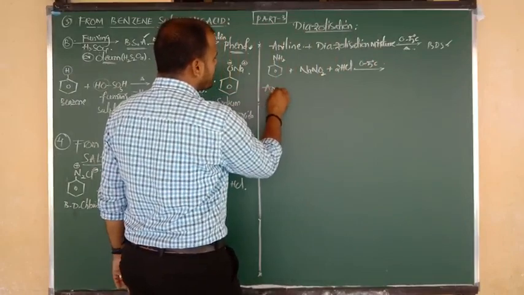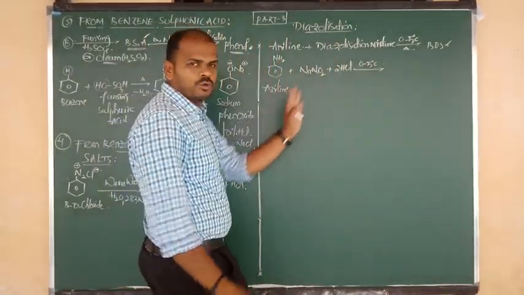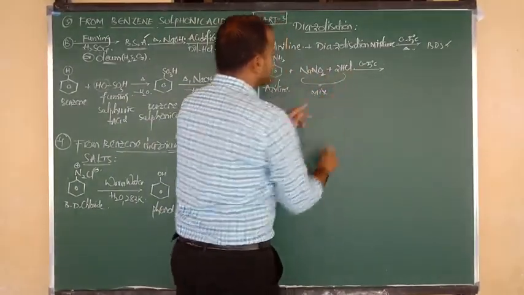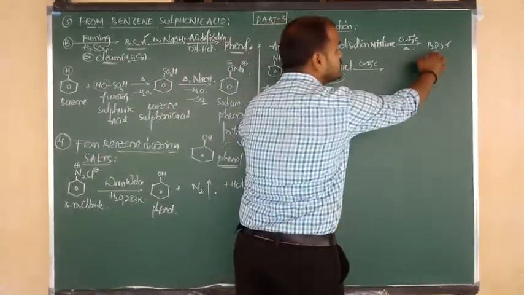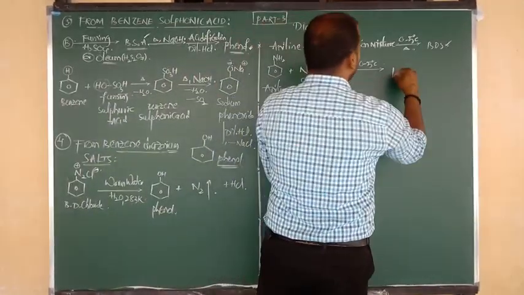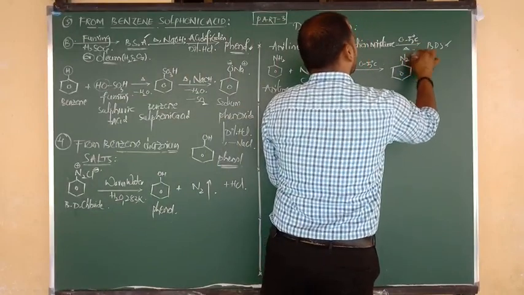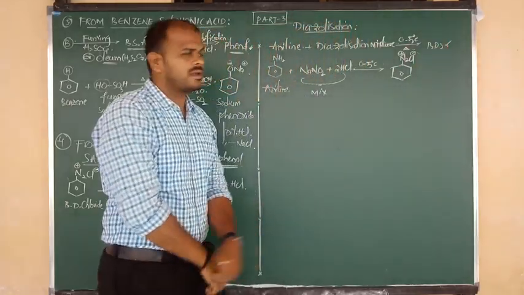What is the reactant name? Aniline, benzene bonded to NH2. NaNO2 plus 2 moles of HCl, which is nothing but the diazotization mixture. It forms the product BDS. Write the formula of BDS: benzene bonded to N2Cl, with N2 charge plus and Cl charge minus.